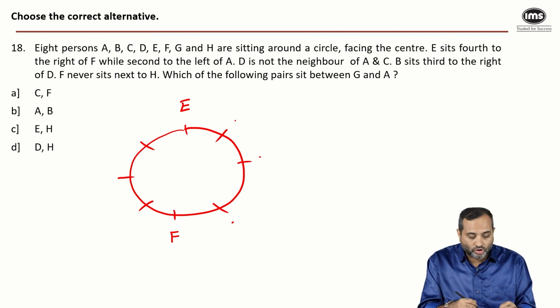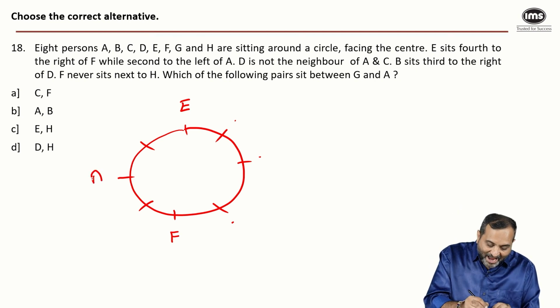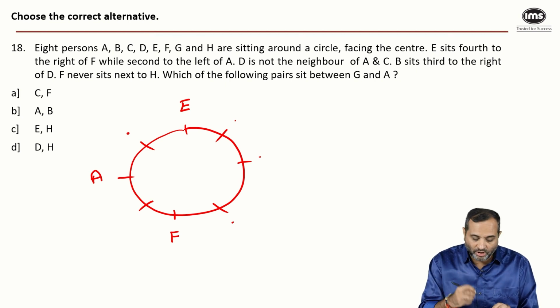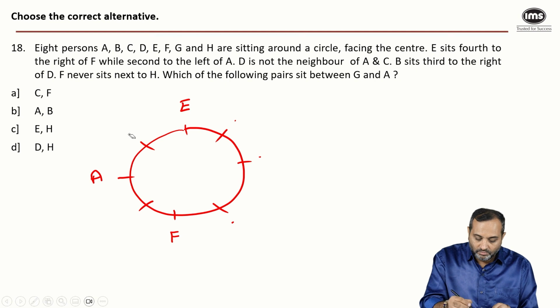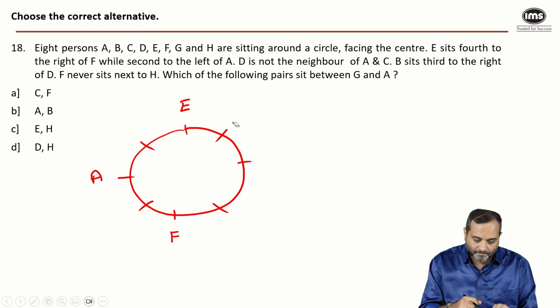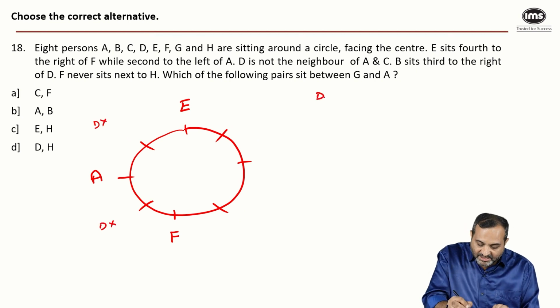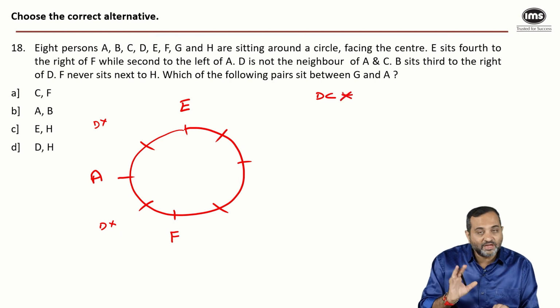E sits fourth to the right of F while second to the left of A. So E is sitting second to the left of A. So can I say A has to be coming here? So that this is first to the left and E will become second to the left. So I have fixed the position for 3 people out of 8. D is not the neighbor of A and C. So I know D definitely cannot come here and cannot come here. And D and C are also not together. So I'll keep a note of that also.